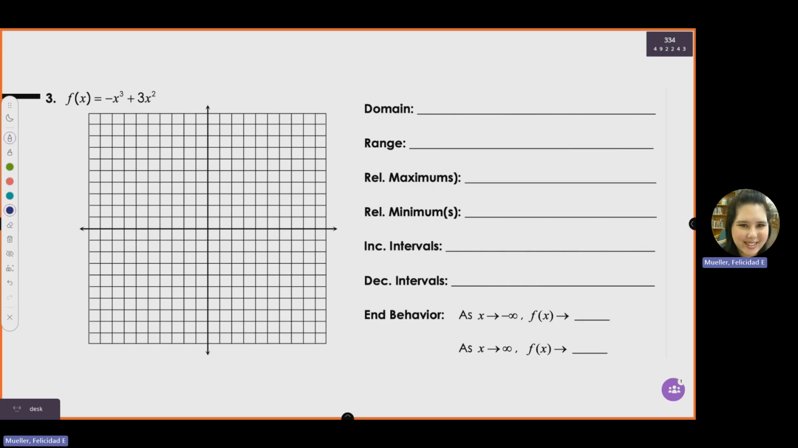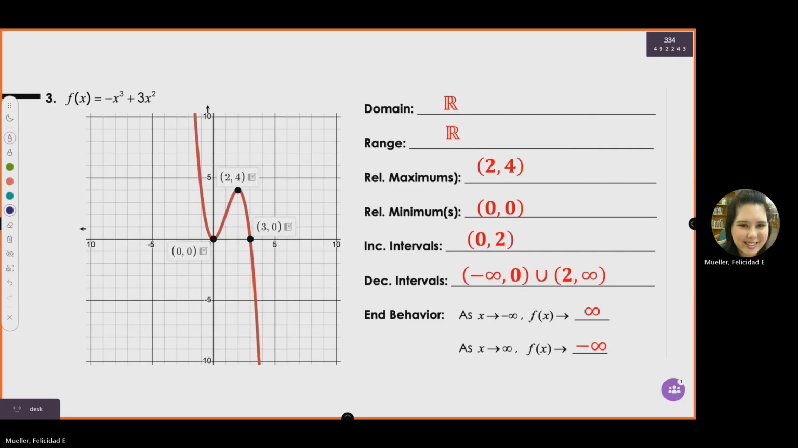So go ahead, try this problem, see if you can identify domain, range, min, max, increasing, decreasing, and end behaviors while trying to graph your function, and then we will go over it in a moment. So go ahead, pause the video, give this a shot. All right, let's go ahead and check your work. So here we do have our graph.